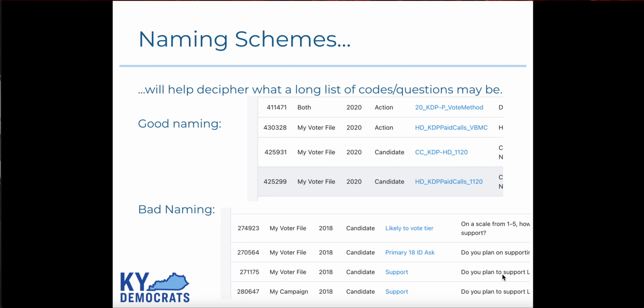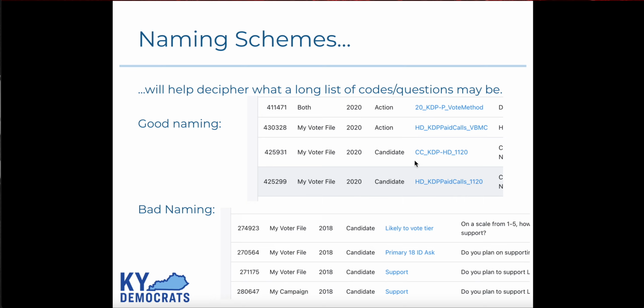So the reason naming schemes are really good is they're going to help us decipher what a long list of codes and questions might be. Just looking at the good naming, I've cut off what the description is, but we can sort of tell what all of these are just by their names. So 20 KDP-P, that's the 2020 primary vote method. How is that person going to vote in the 2020 primary? By mail, early, in person. HD KDP paid calls, vote by mail, VBMC. So these were paid phone calls that KDP put into House districts in 2020 to do a vote by mail chase.